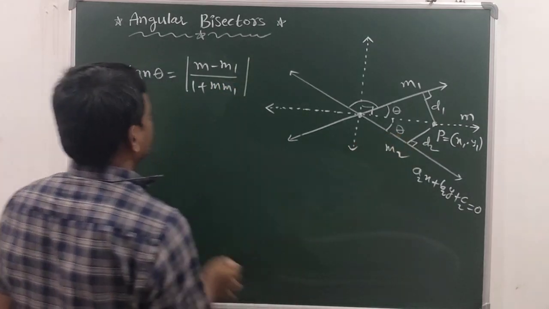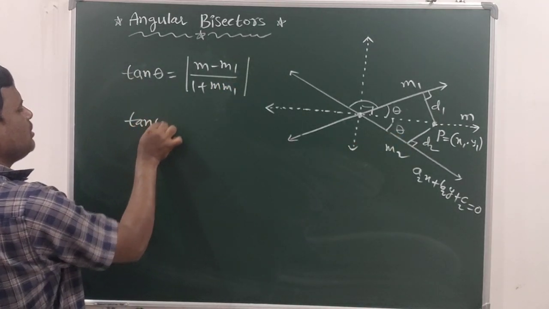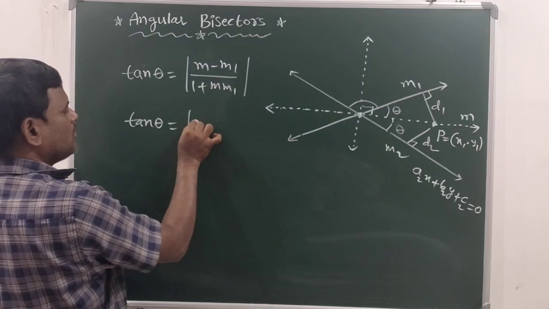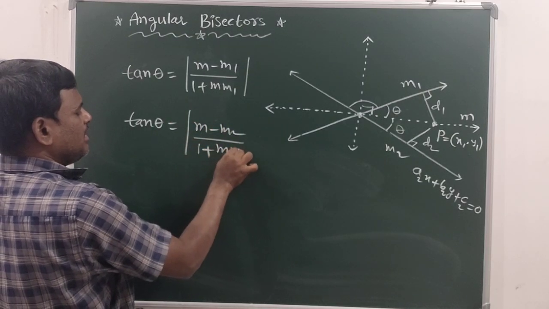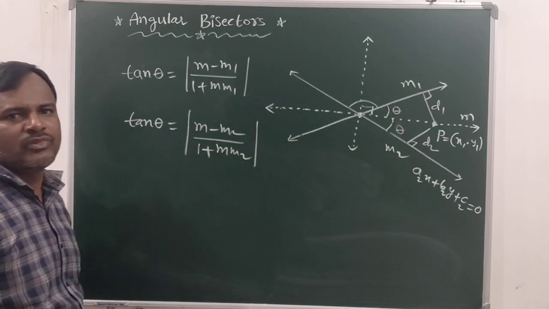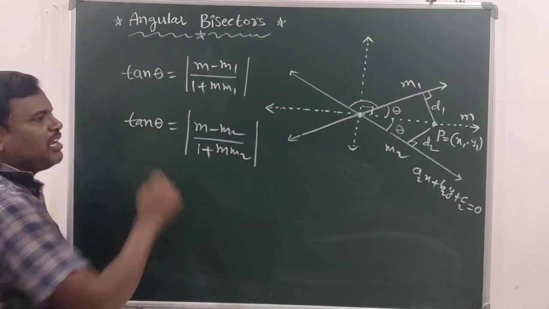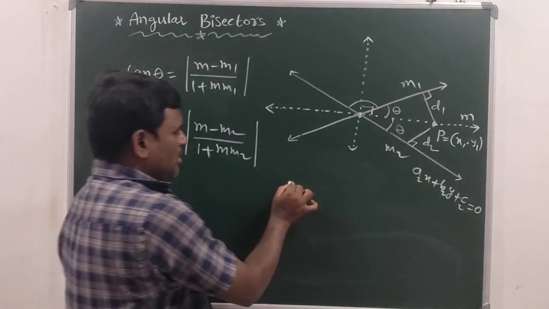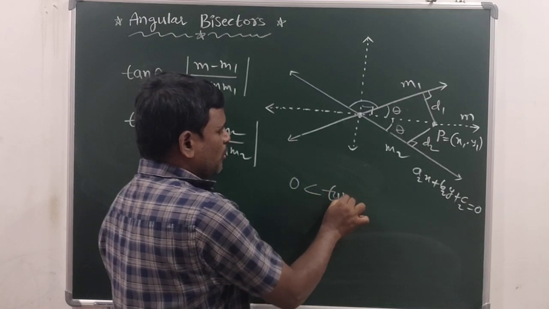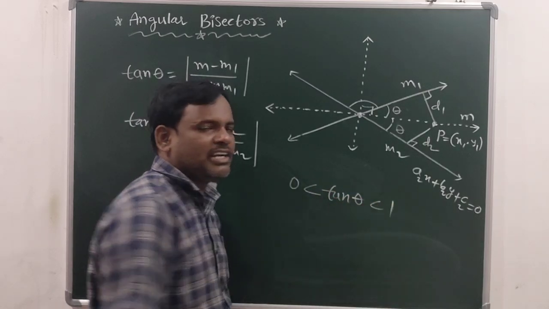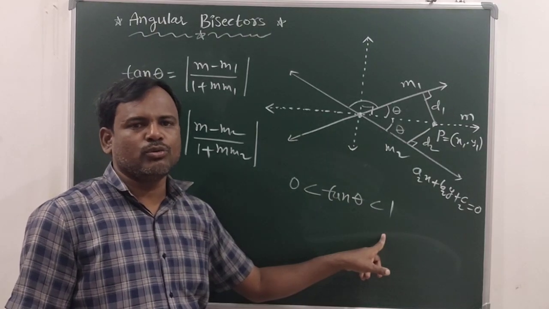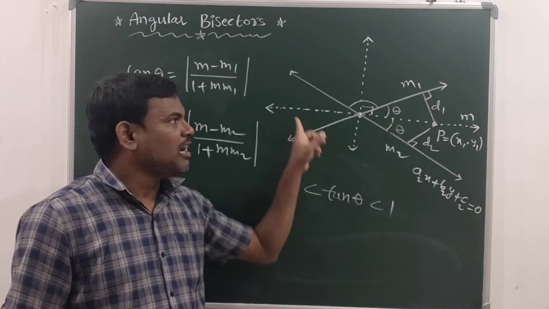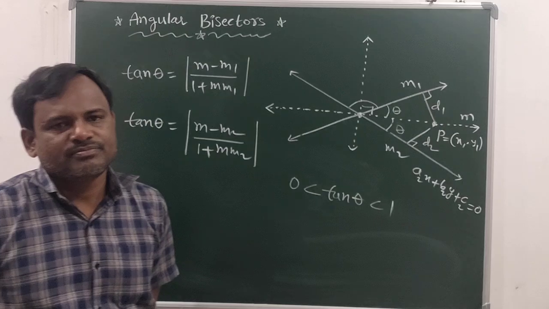And go to this. So tan theta is equal to (m1 minus m2) by (1 plus m1 m2). So if this theta value is lying between 0 to 1, this tan theta value, if this tan theta value is lying from 0 to 1, then it is an acute angle bisector.